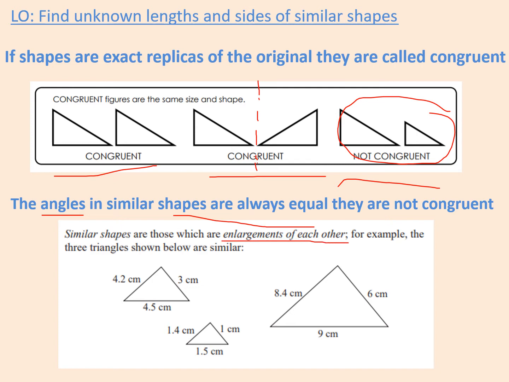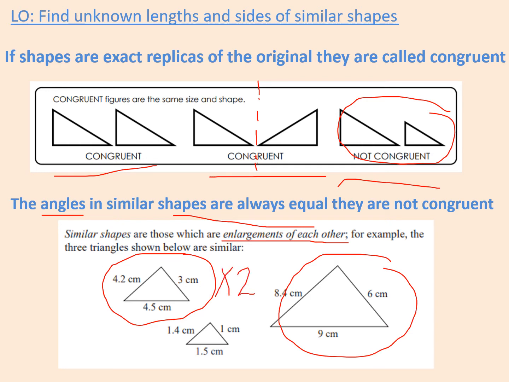So if we look at this triangle here and compare to this triangle here, if I multiplied all the side lengths by a factor of 2, 4.5 times 2 would give me 9. 3 times 2 would give me this side length, and 4.2 times 2 would give me 8.4. So these are similar shapes because they are enlargements of each other.